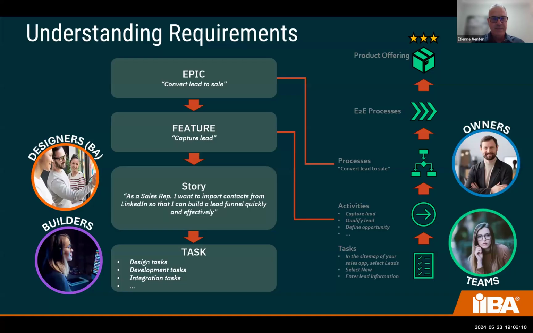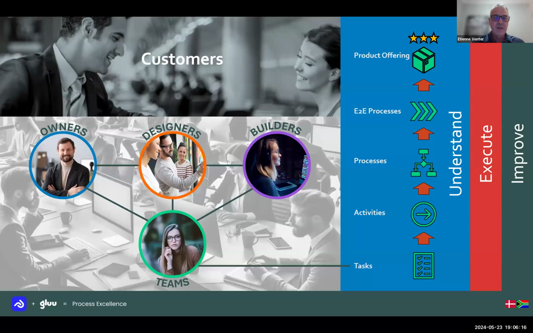Connection here between the user stories and requirements and processes. So connecting the dots. For this to happen, you need to understand the business, and that covers the processes, the activities, the tasks, the roles, the competencies, the systems, all those sort of things.